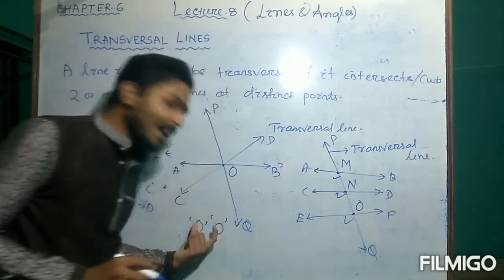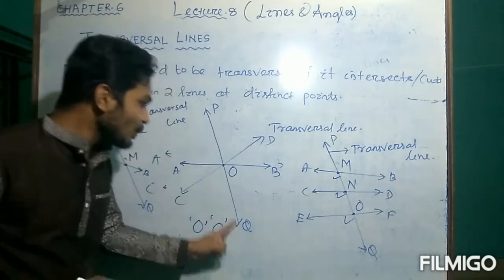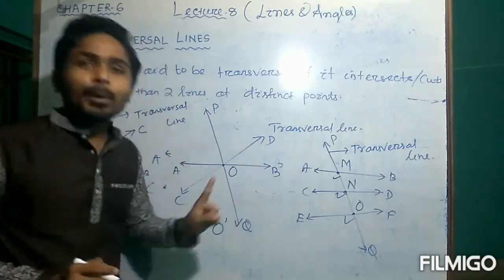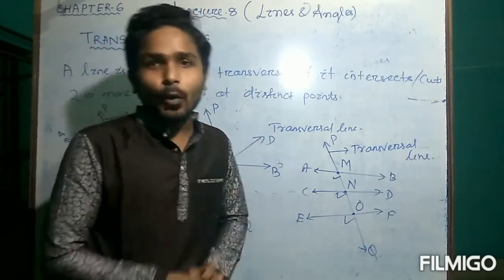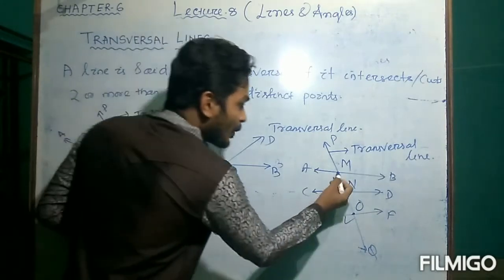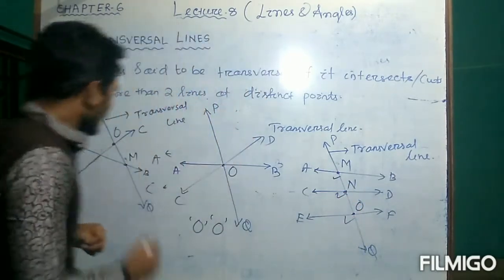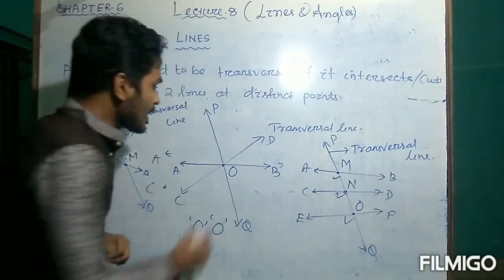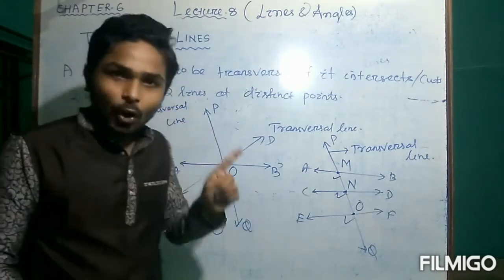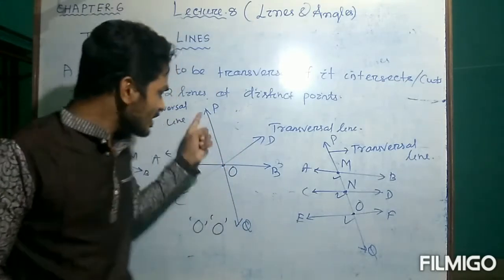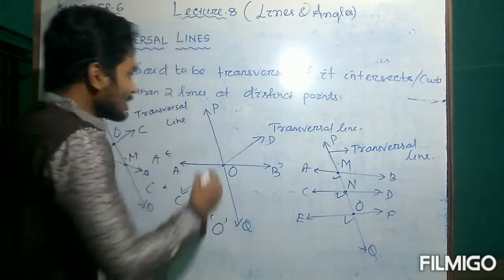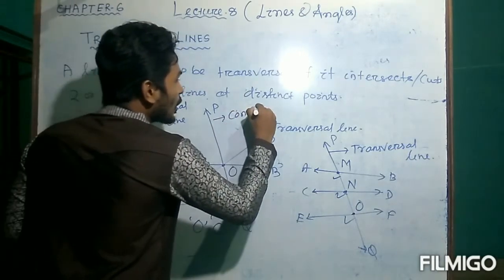So what do you find here? You find the line PQ intersects AB and CD at a common point, not at distinct points. Okay. Here the point of intersection is common. Here the points of intersection are 3 points. Here the points of intersection are 2 points. But here the point of intersection is 1 common point. So the PQ line is not a transversal line. Then what is the name of this PQ? This is known as concurrent lines.